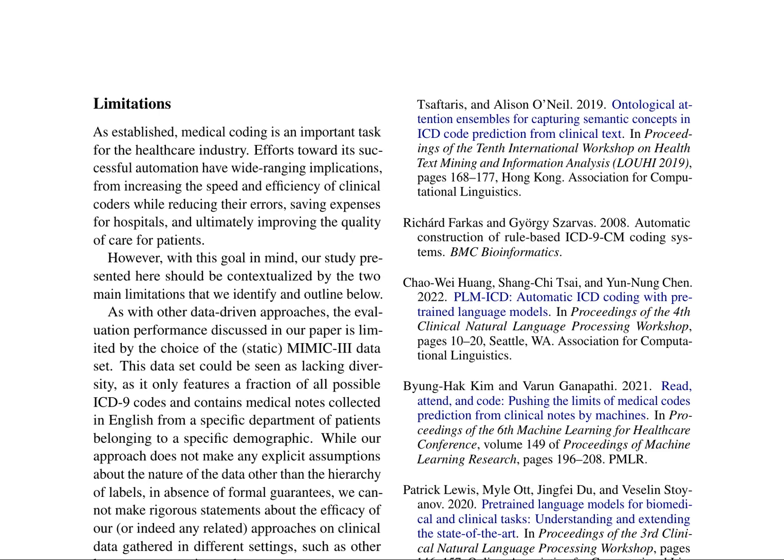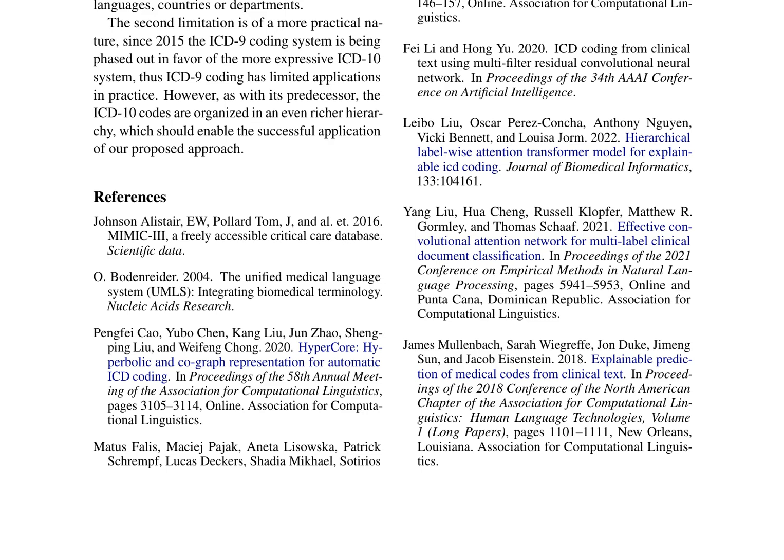The paper also provides a comprehensive review of related works, including various studies on automatic ICD coding. These include the use of multi-filter residual convolutional neural networks, Li and Yu, 2020, explainable prediction of medical codes from clinical text, Mullenbach et al., 2018, and the application of pre-trained language models for biomedical and clinical tasks, Lewis et al., 2020.